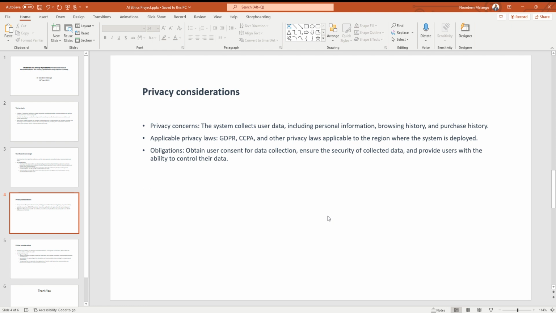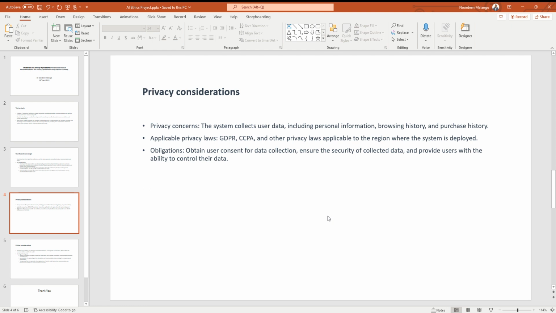The general consensus is to deploy it here in Malawi, so we're going to abide by the Malawian laws. But at the end of the day, we're going to expand and see how we may abide by different privacy laws that are there. As for obligations, we are also going to need to obtain user consent for data collection, ensure the security of collected data, and provide users with the ability to control their data.